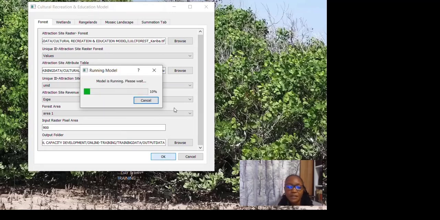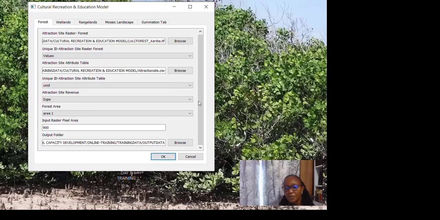Once that is selected, the model is now ready to run. We give it some time to run so that we can be able to get an output that we can visualize in QGIS. So we just give it a few minutes. So once the model has finished, we should be able to move to QGIS to visualize the product that has been generated.